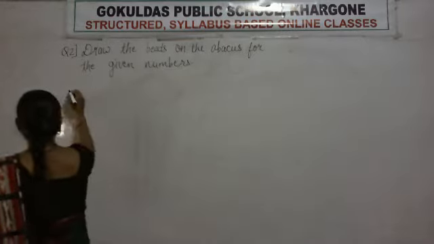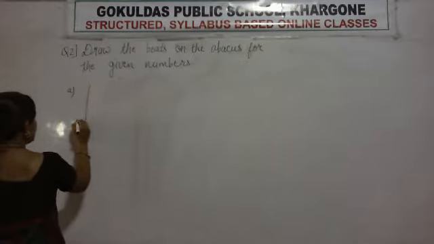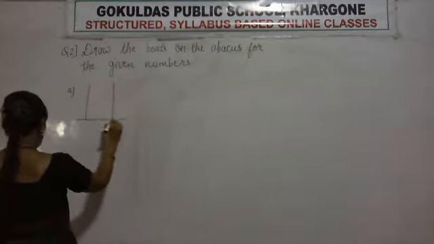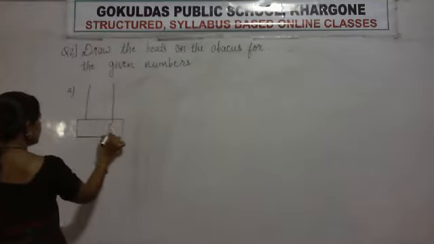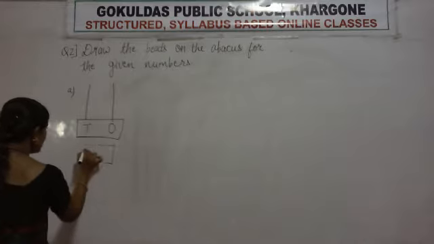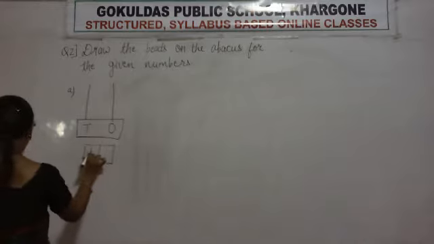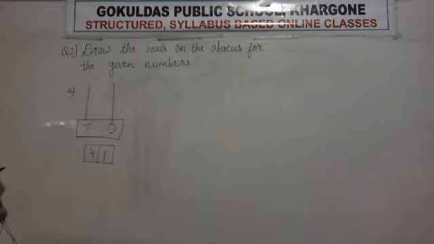Now first question A. A is already done, so we will do that question also. Suppose this is the abacus and this is ones place, this is tens place, and the number given is 41.